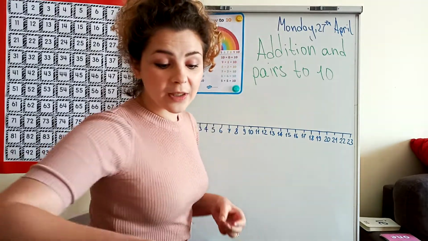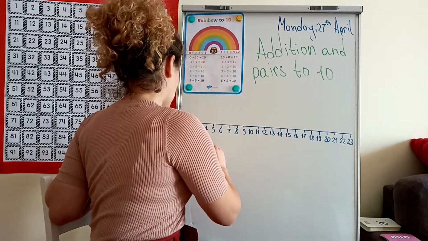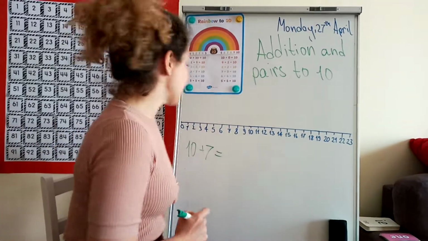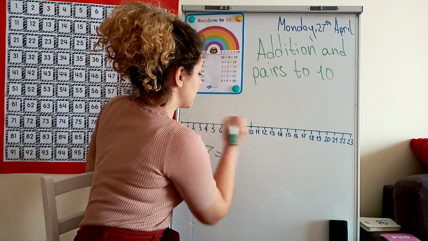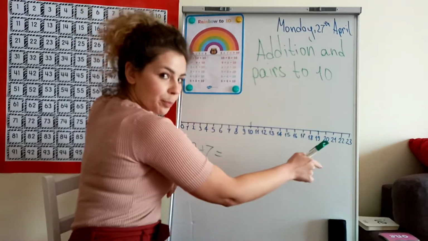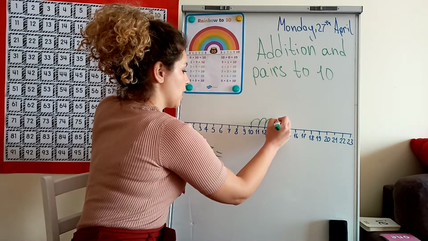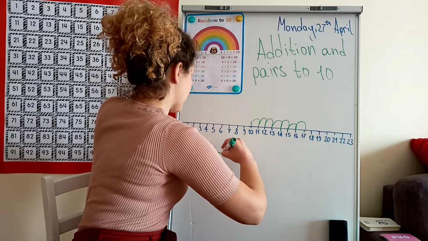The first example is 10 plus 7. So 10 plus 7 equals. Let's see how much is 10 plus 7. First 10, I need to find it on the number line. Here it is. And now plus 7, I make 7 hops. 1, 2, 3, 4, 5, 6, 7. I landed at 17.